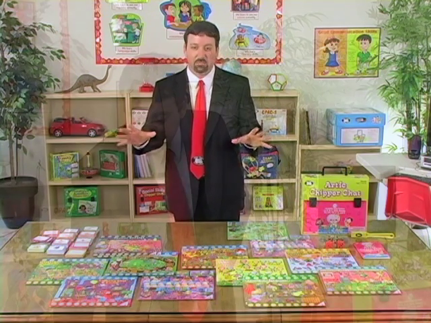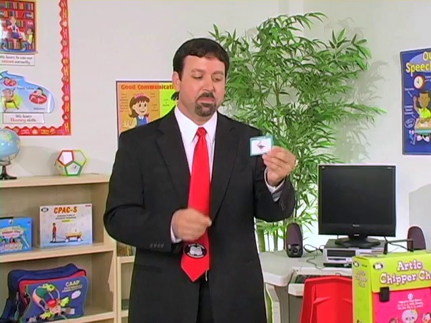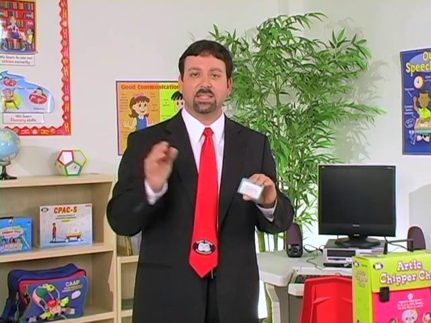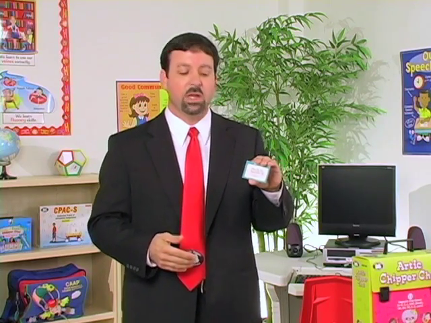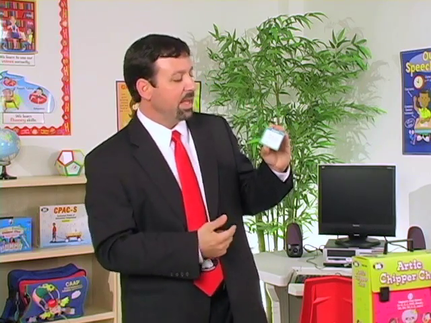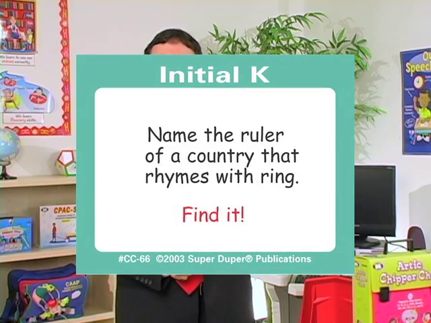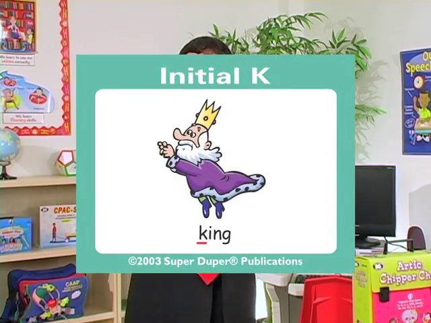It's very easy to play. The student will pick up a card and choose from their targeted activity of the phoneme that they're working on. So for initial K, name the ruler of a country that rhymes with ring. And of course the answer is king.